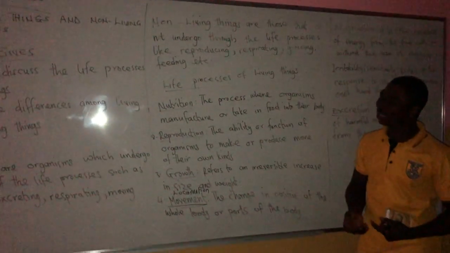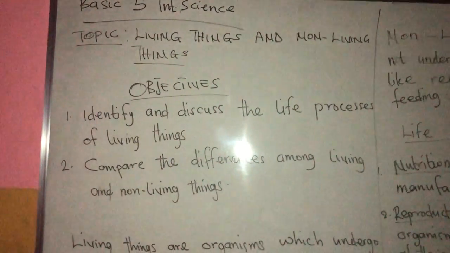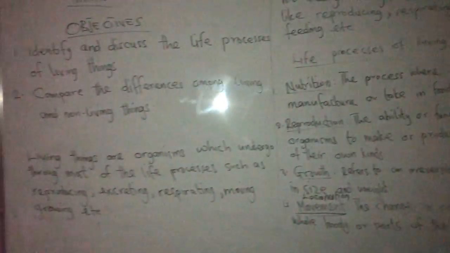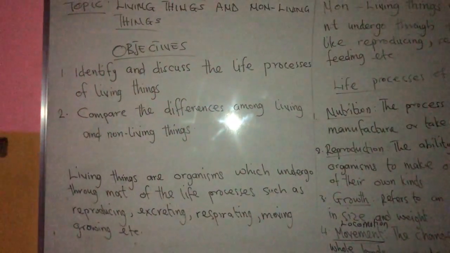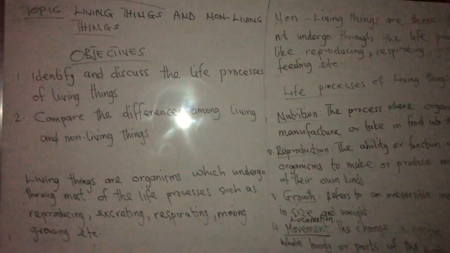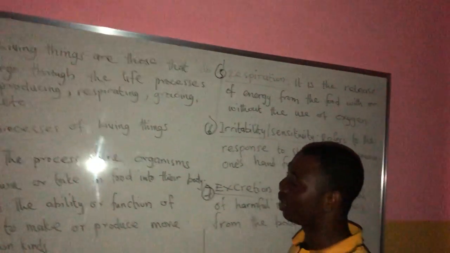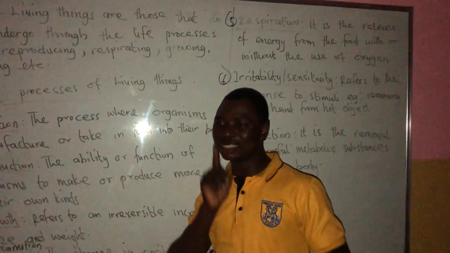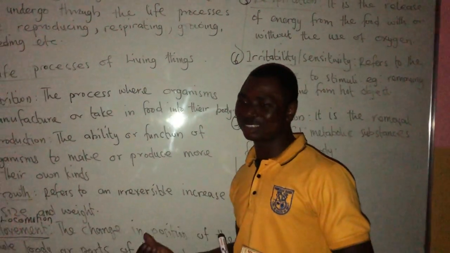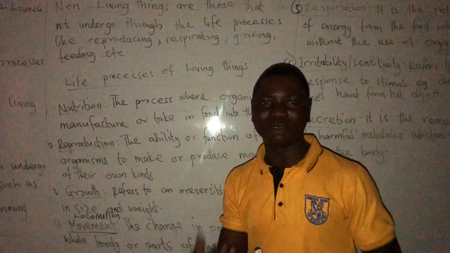But now I'll ask you again, what have we learned? We have identified and discussed the life processes of living things. We talked about the meaning of living things and the meaning of non-living things. We also talked about the life processes of living things. In all, we have 7. So try and know all the 7. You have 7 life processes of living things, and for you to identify that this is a living thing, it has to undergo all these processes.